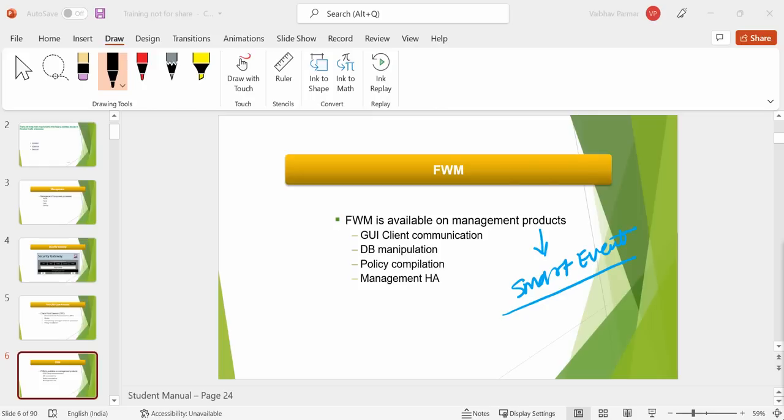Also, when we talk about the GUI client communication, the communication between the management server and the GUI client. The GUI client is nothing but your PC where you have the SmartConsole installed. That time also this daemon comes into the picture, which is FWM. Then database manipulation. This includes all actions that are performed on the management, such as object creation, policy package creations, rule creations inside the policy package, defining the users and such things. So when we do this sort of work, the FWM process or daemon comes into the picture.